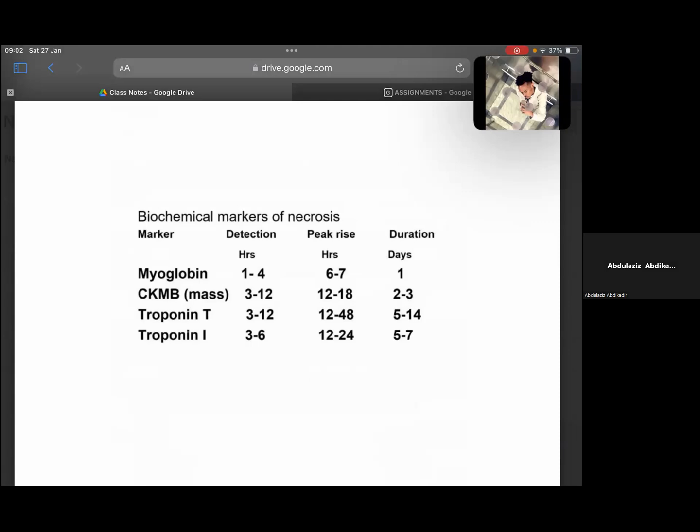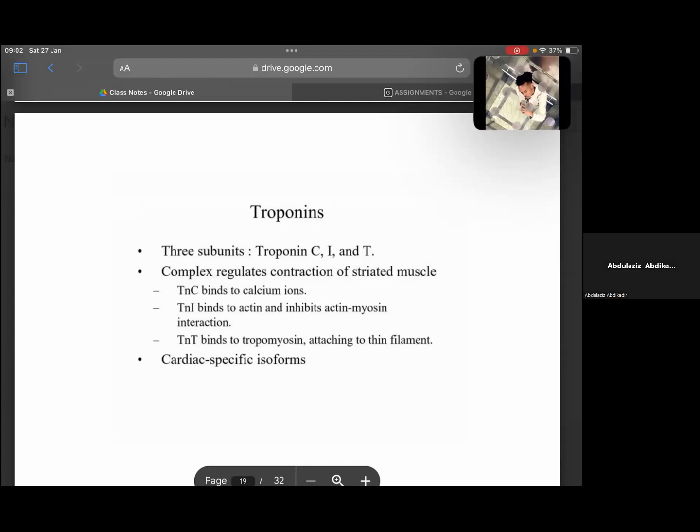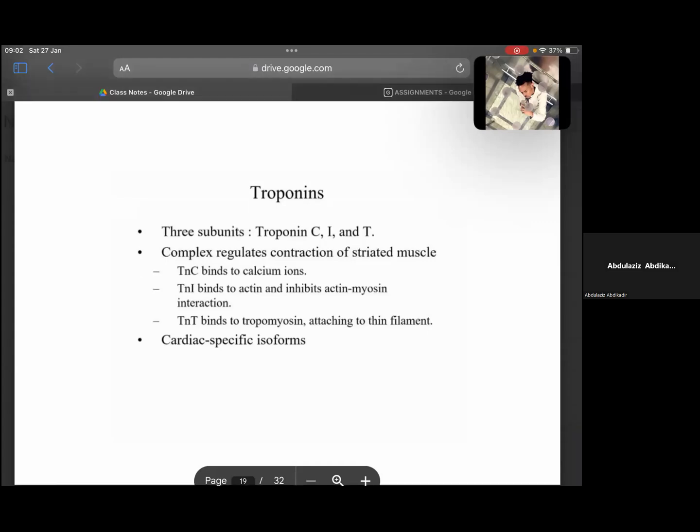Look at the troponin T, it goes up to 2 weeks. So 2 weeks post-infarct, you can just go back and cross-check: did this happen? From your physiology, the troponins have 3 subunits: the I, the inhibitor; the T for the tropomyosin; and C for the calcium.